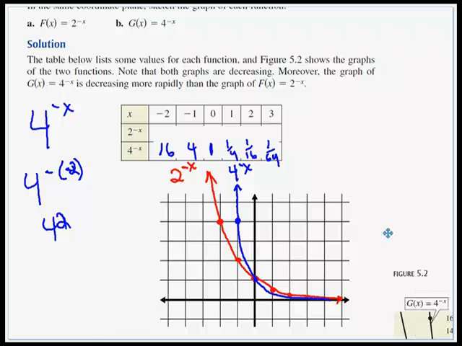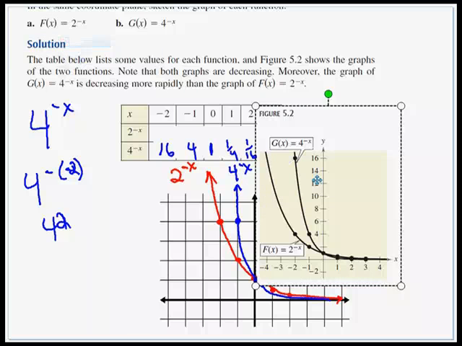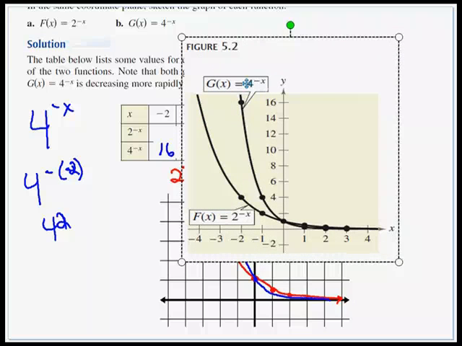And here is the figure that came with the book. And there we go. See, 4 to the negative x is going up quicker to the left, and the 2 to the negative x is going up a little bit less steep. Again, these are both reflections about the y-axis.